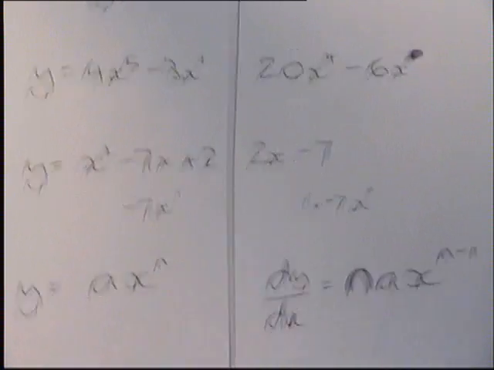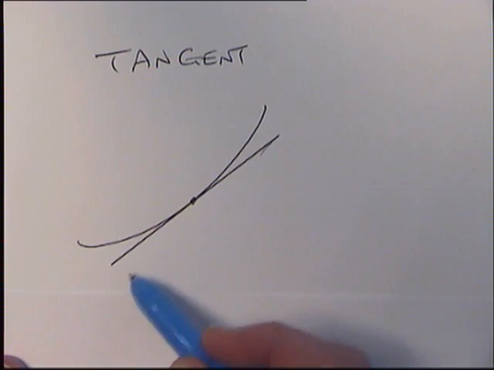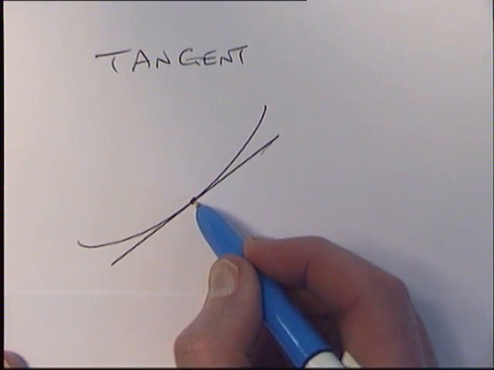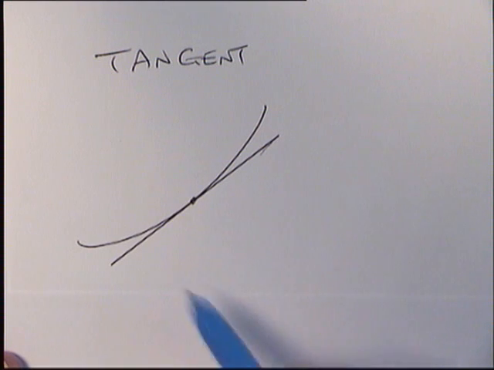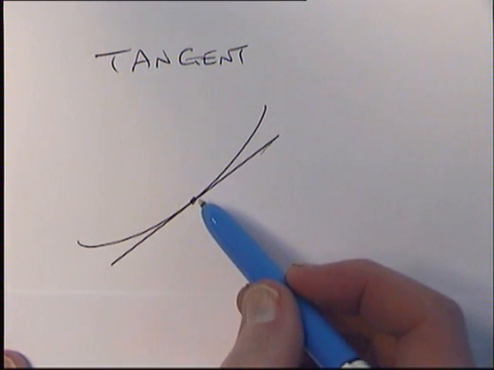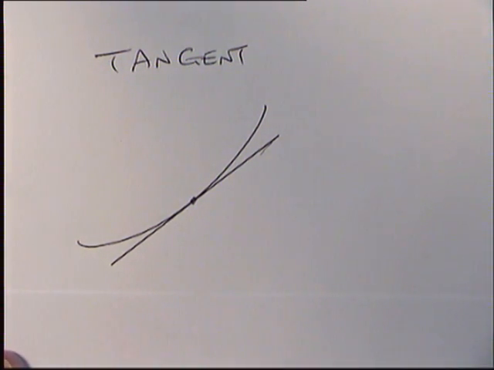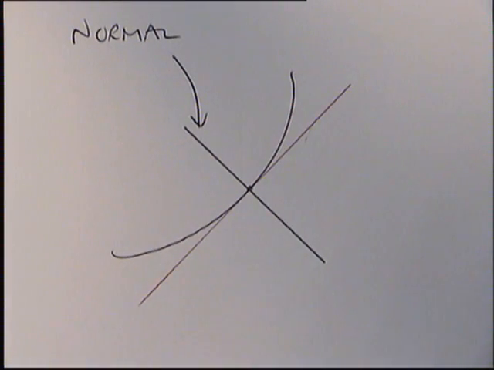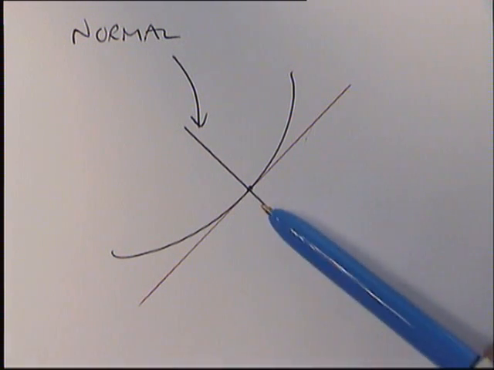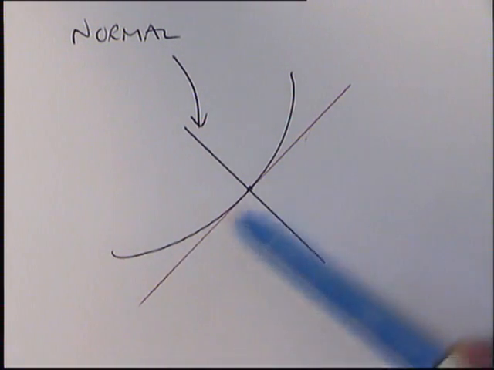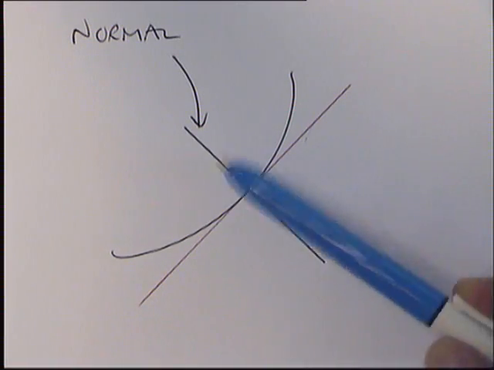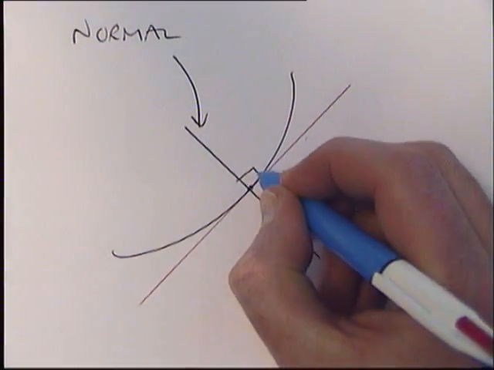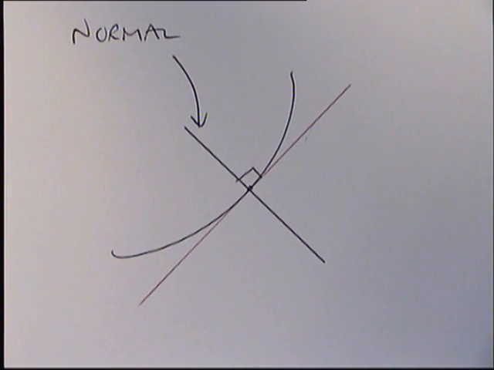Other things we looked at recently are the definitions of a tangent. A tangent is a straight line that just touches a curve at a point, doesn't cross it, it just touches it. And the gradient of the tangent is equal to the gradient of the curve at that point. And the other word we've looked at is the normal. The normal to a curve is at right angles to the tangent. So we've got a curve, we've got a tangent, and the line at right angles with the tangent, that is the normal.